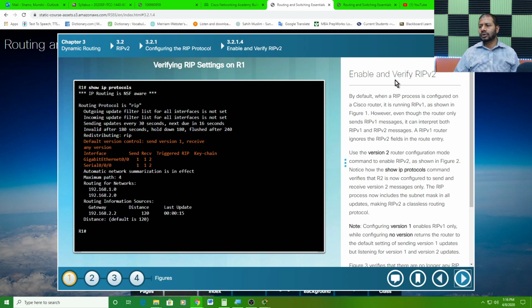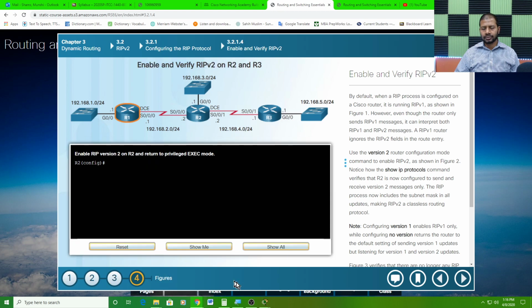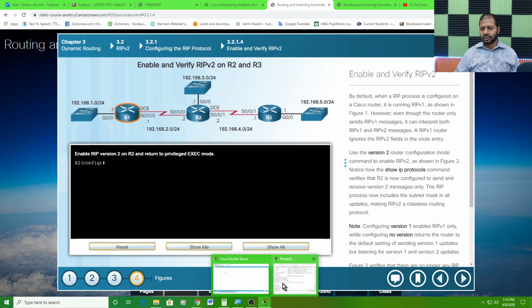How do I enable and verify RIP version 2? All I have to do is go to the RIP mode and type version 2. That's all I have to do. Easy and simple.